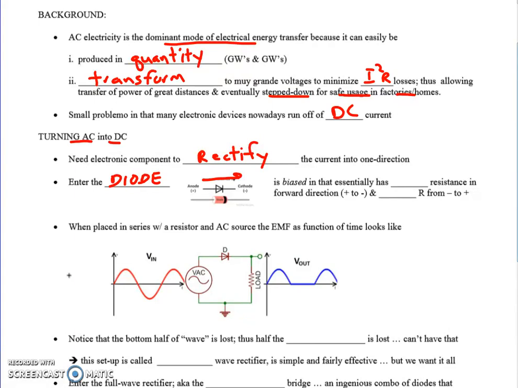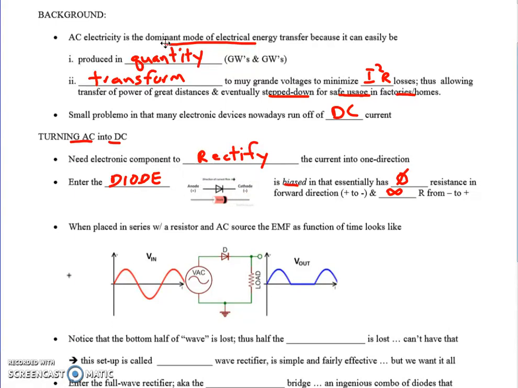So diodes are biased in that essentially it has zero resistance in the forward direction. In other words, when we go from positive to negative, so that's why it flows that way. But it has infinite resistance when you try to go the opposite way from the negative side to the positive side. Okay, so if you only want current in one direction, you put a diode in there.